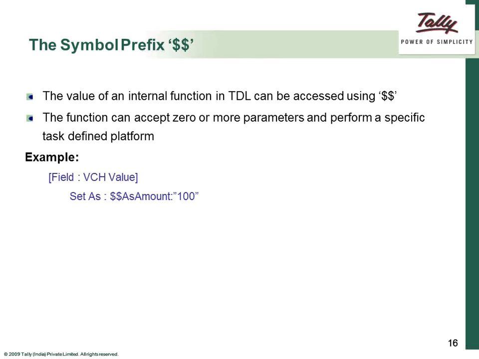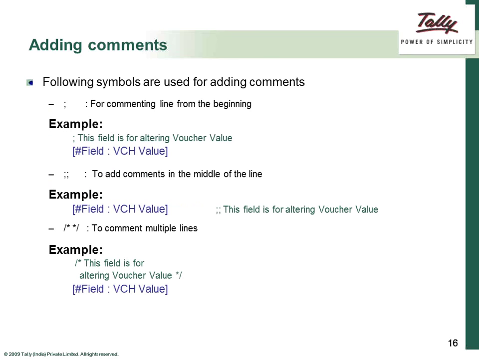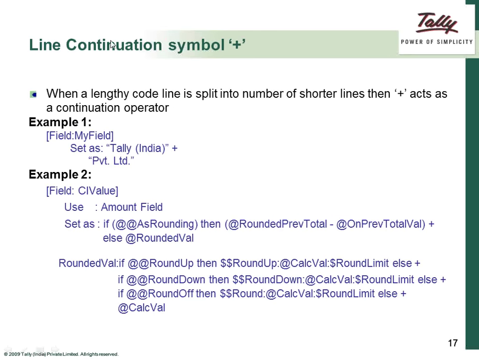Then we have the general symbols. For comments, we have the single semicolon, the double semicolon, and slash asterisk asterisk slash for multi-line commenting. Then we have the plus symbol. Again, it's a multi-purpose symbol. It is used for line continuation, where the line can break here.